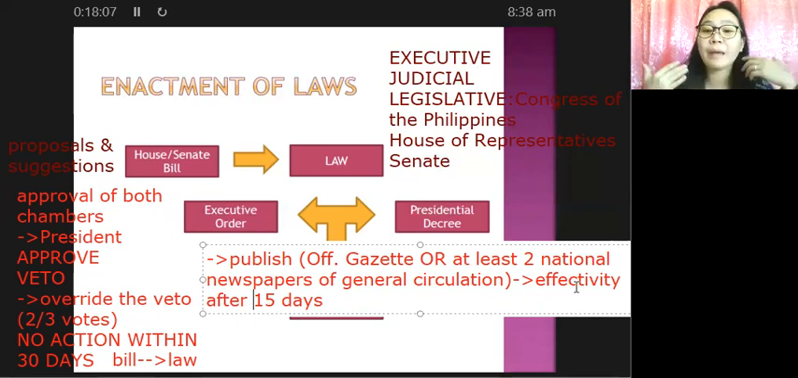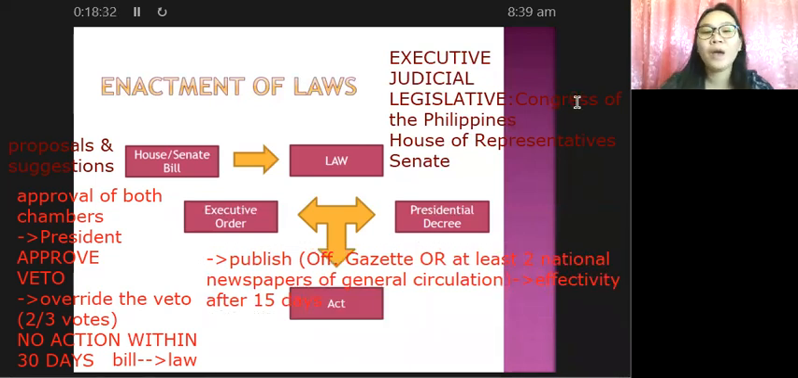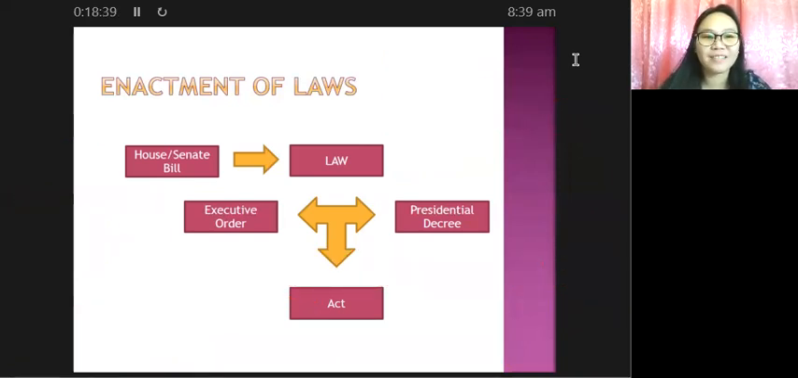It has to be published in the Official Gazette or in at least two national newspapers of general circulation. Effectivity of that particular law or Republic Act begins after 15 days of publication. Okay, 15 days after publication. So that is how we enact laws here in the Philippines. Let me just remove all of the annotations.